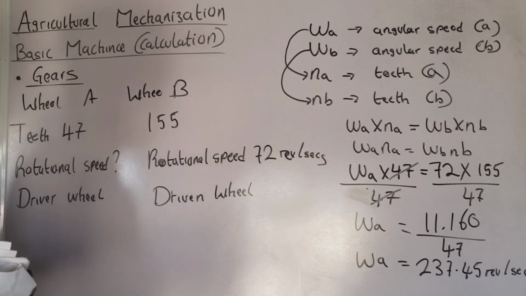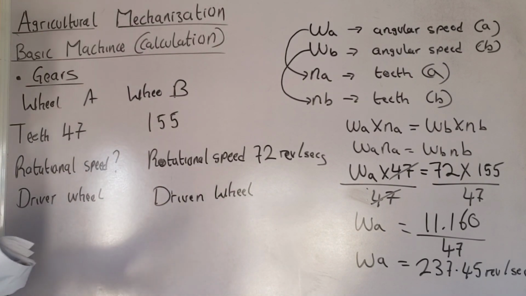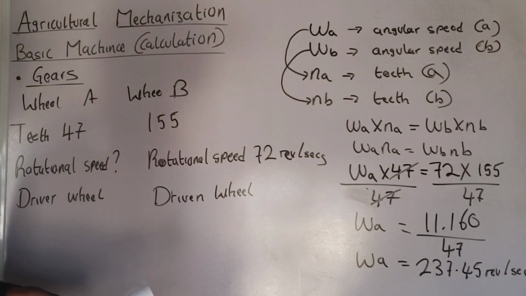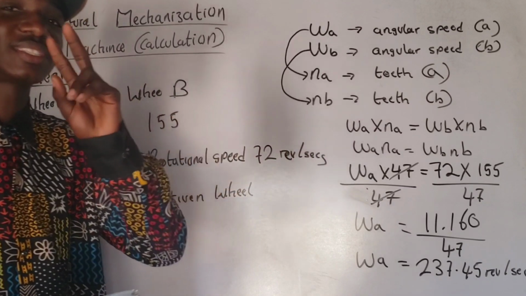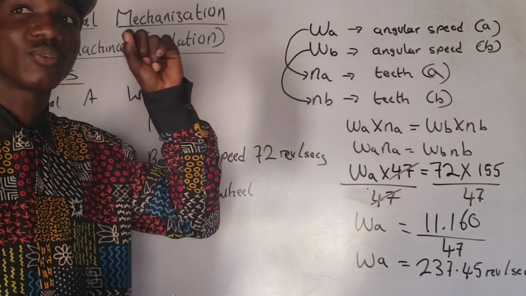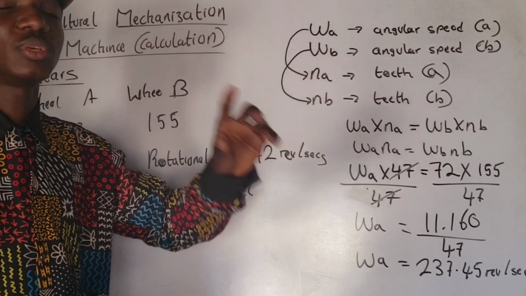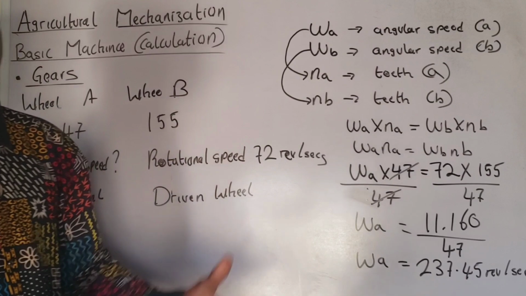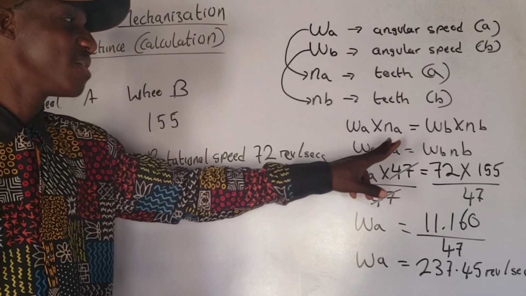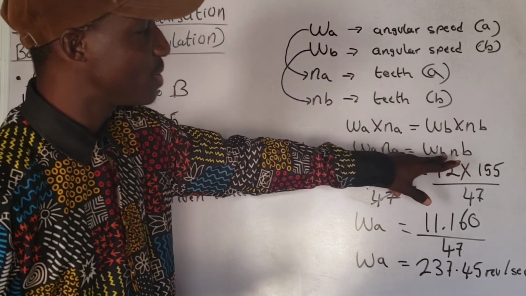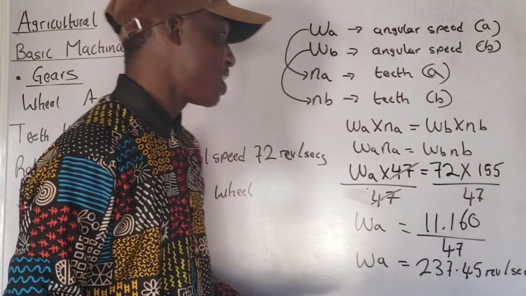Do you understand? So anytime you are given this question in the exam, the first step is to remember your formula. You understand? The formula is, when you have two intermeshing gears, the product of the angular speed of one gear and its teeth equals the product of the angular speed of the other gear and its teeth. So that is it. The angular speed of A multiplied by the number of teeth of A equals the angular speed of B multiplied by the number of teeth of B.